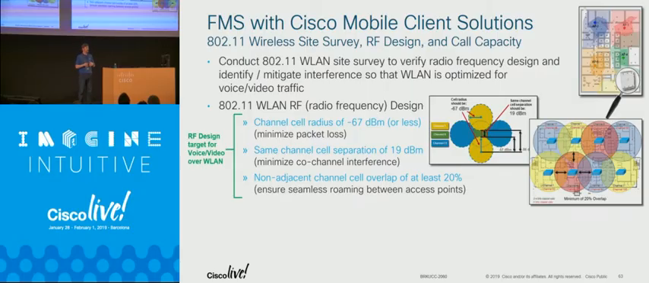Next thing we need to do is make sure that we don't have any interference from same channel APs. And so we want to make sure that we have 19 dBm separation to avoid co-channel interference between two APs broadcasting on the same channel.